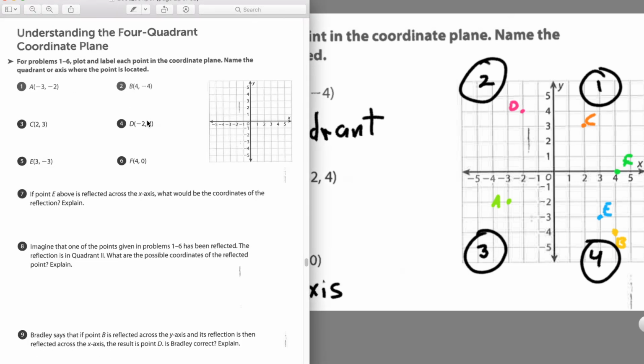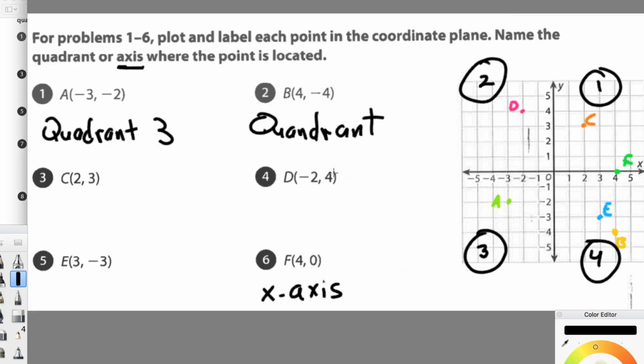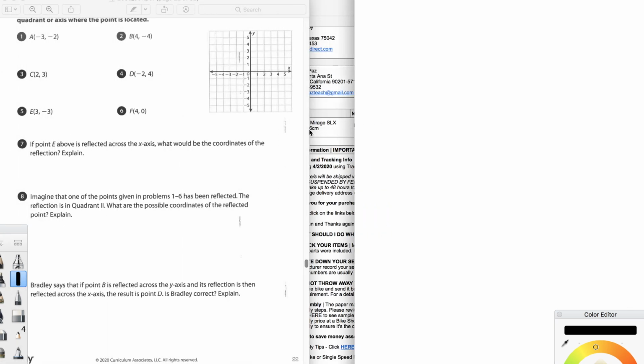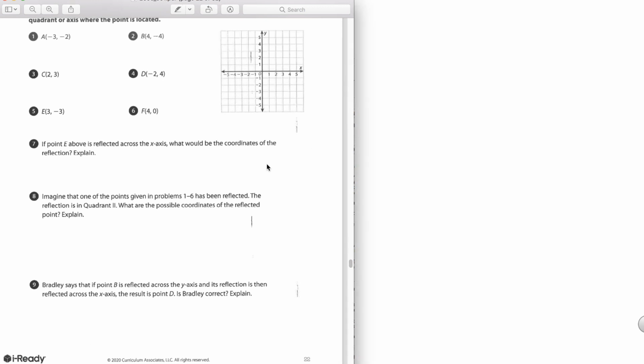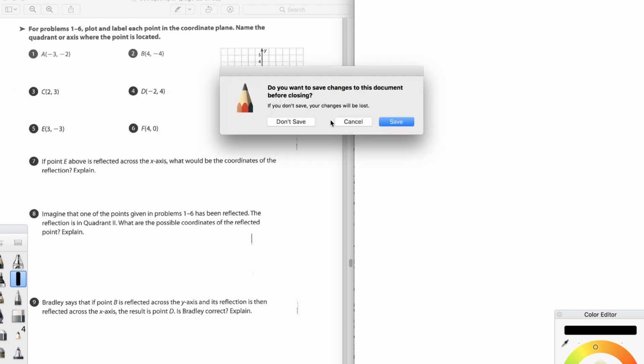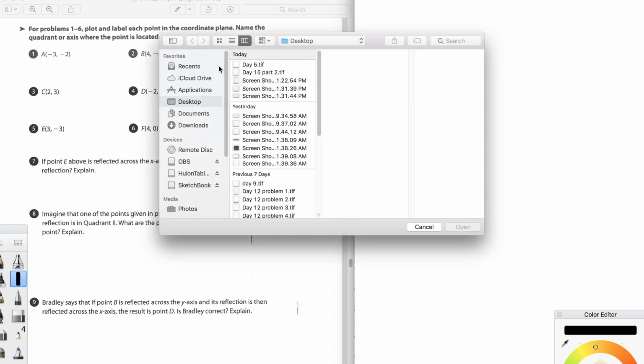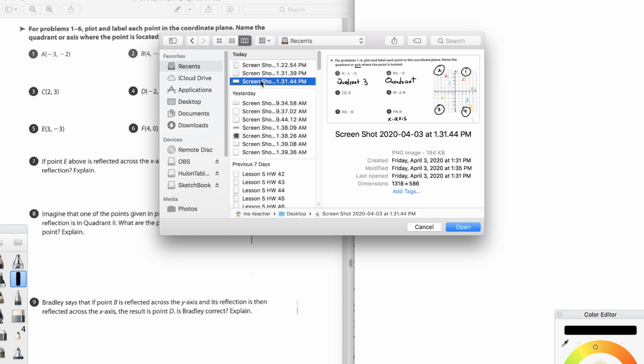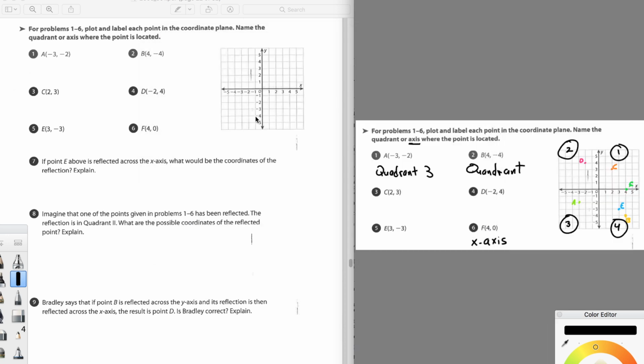Now, let's go see what the other questions are. Let me save this real quick. New page. Now, it says, if point E above is reflected on the x-axis, what would be the coordinates of the reflection? So part E, I guess I have to open this again. So it says if part E is reflected on the x-axis.